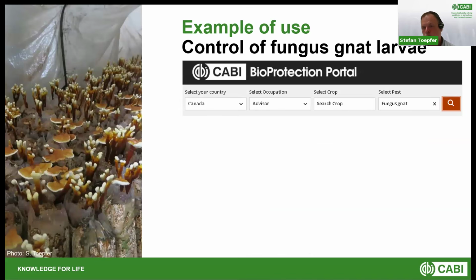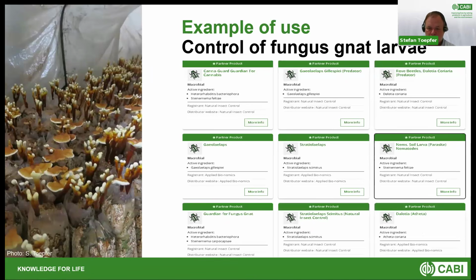You can search a crop if you want. And I was searching here now for fungus gnat larvae. So these are Diptera larvae. They attack, for example, mushroom production. And then you get products.